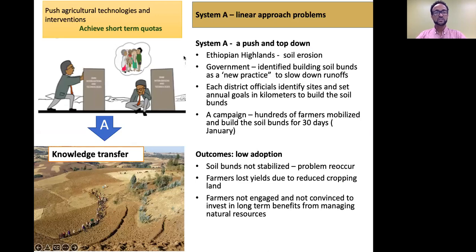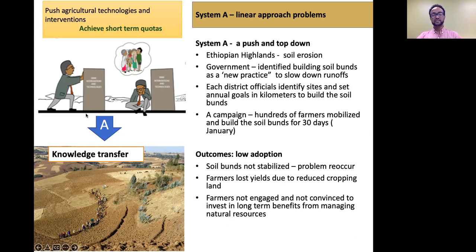So the first thing we did here was to try to understand why the previous approaches didn't help to increase adoption of soil and water conservation practices. So we looked into the approach, and we did some diagnostic studies to understand why, before we came up with using the new system or inclusive-oriented approach. We identified that mostly in Ethiopia, the approach to agriculture innovation is used as a linear or technology transfer approach.